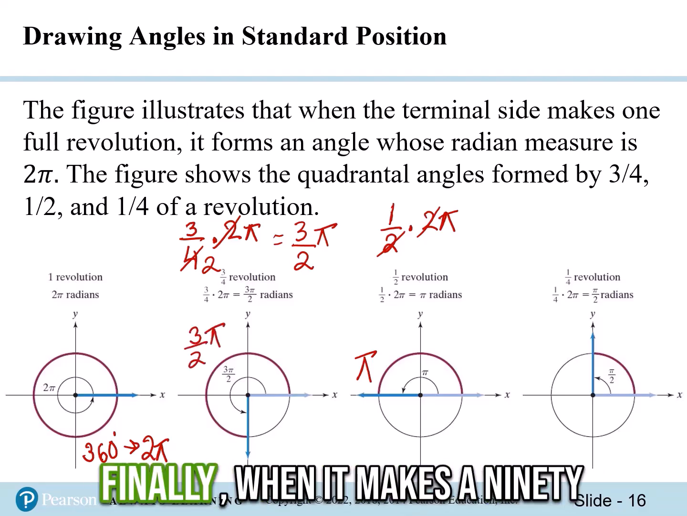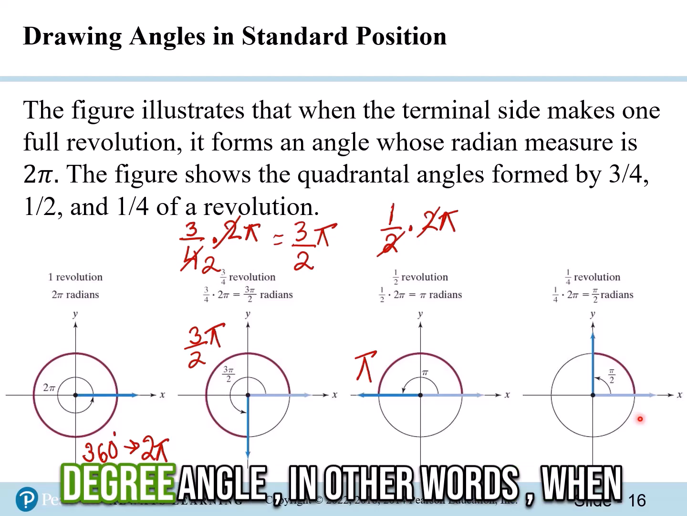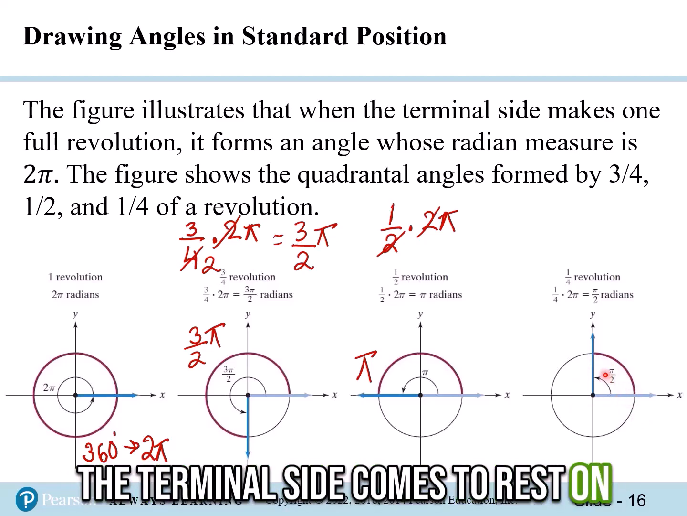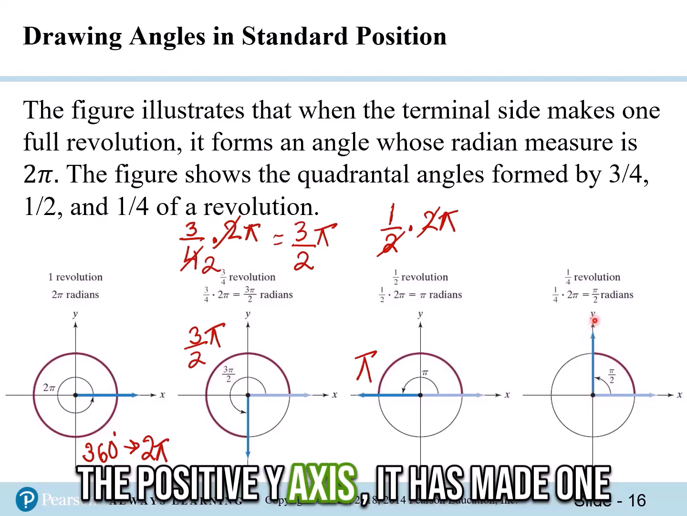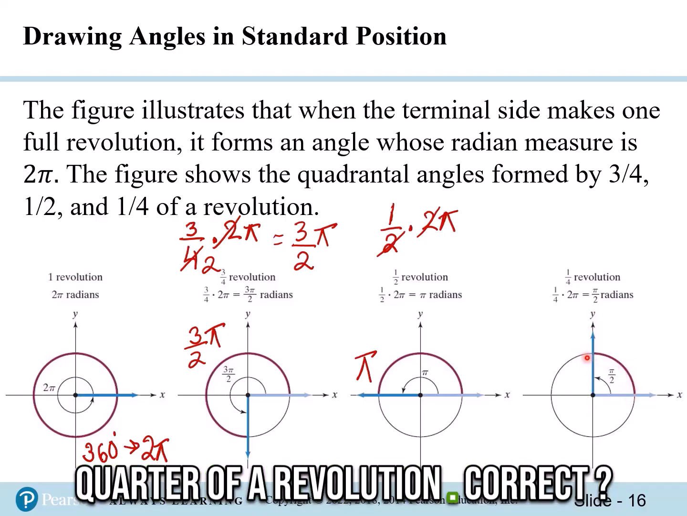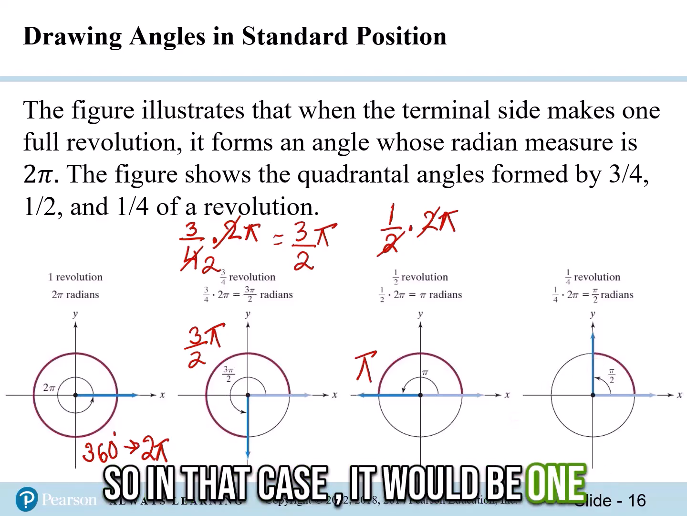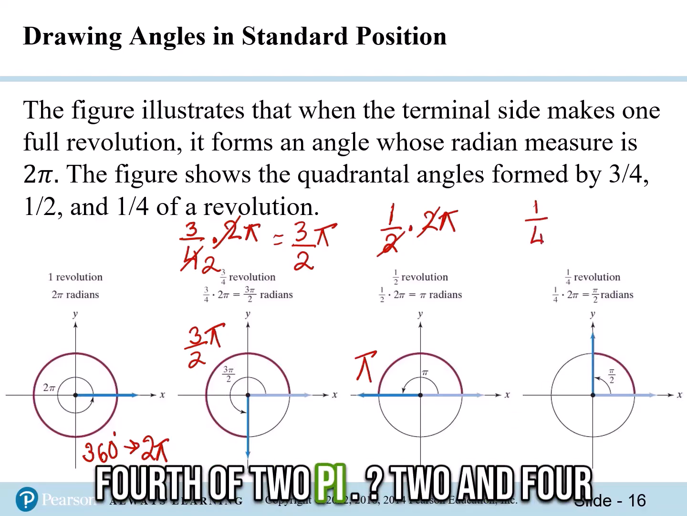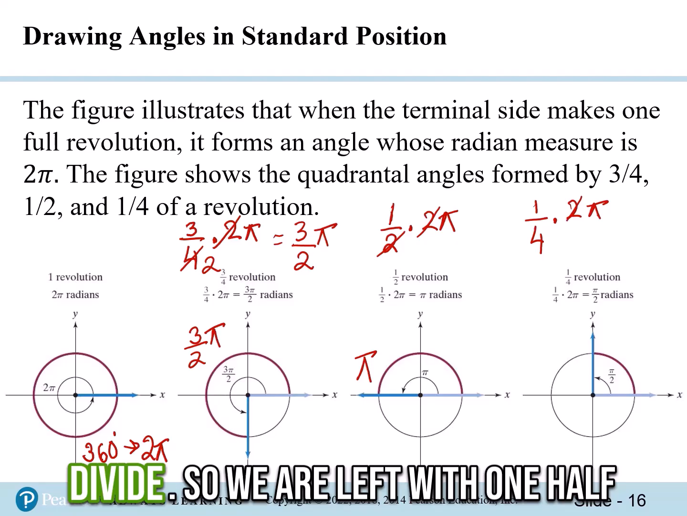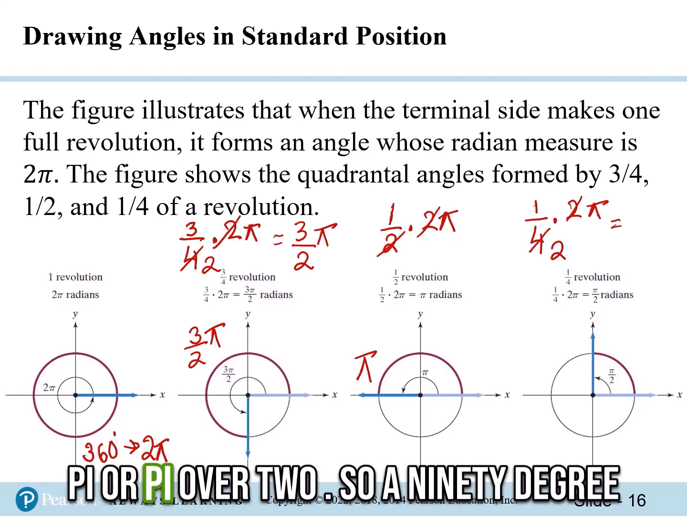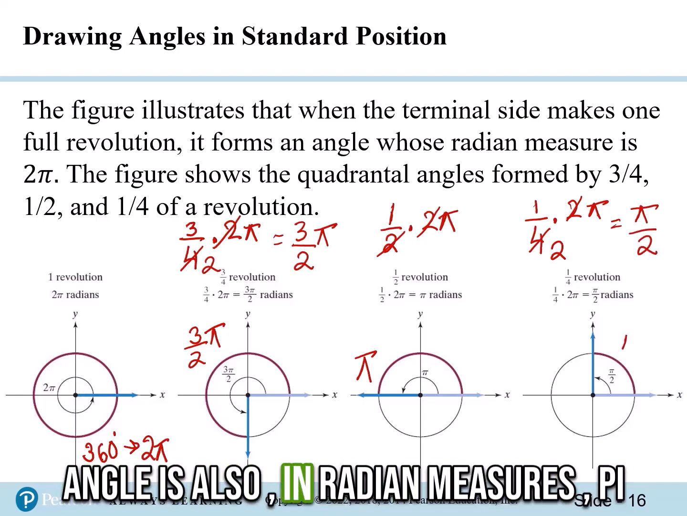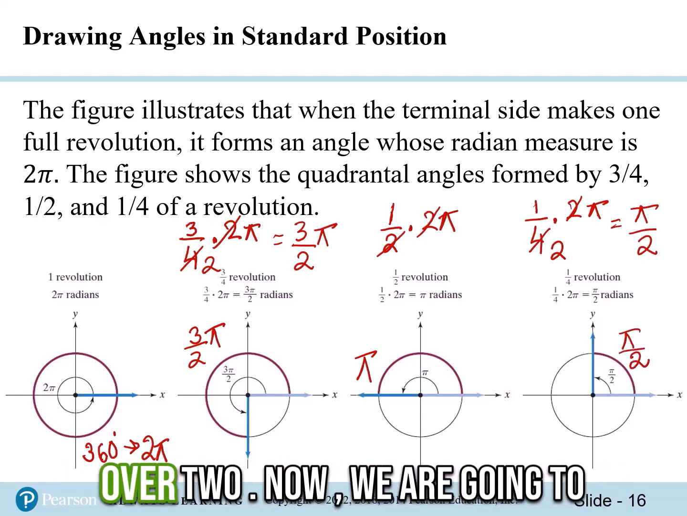Right? And then finally, when it makes a 90-degree angle, in other words, when the terminal side comes to rest on the positive y-axis, it has made 1/4 of a revolution. Correct? So in that case, it would be 1/4 of 2 pi. 2 and 4 divide. So we are left with 1/2 pi or pi over 2. So a 90-degree angle is also in radian measures pi over 2.